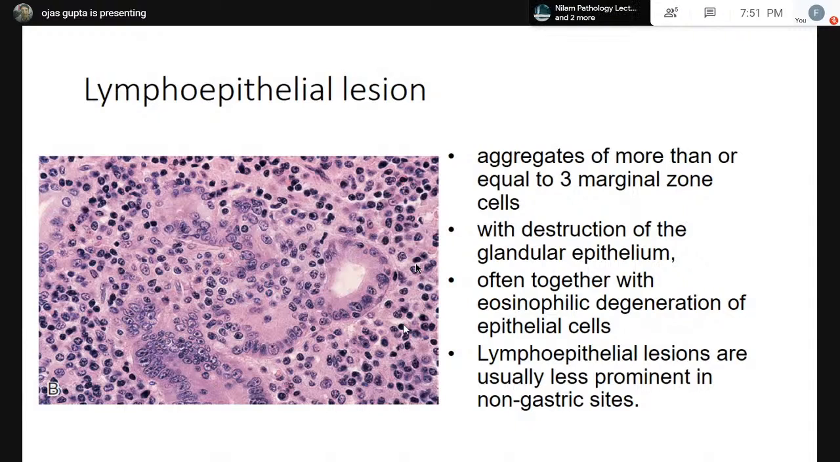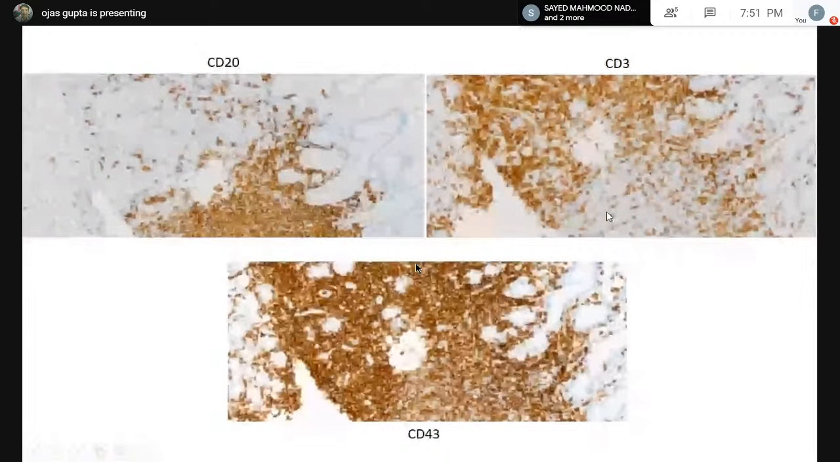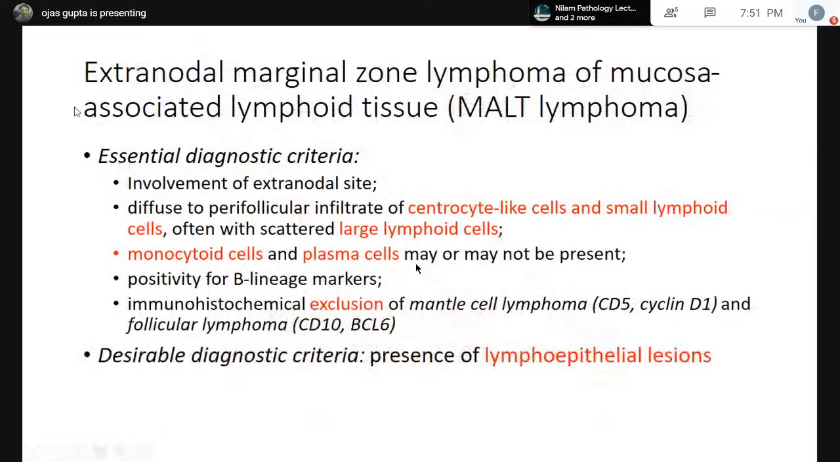On performing IHC, we found that these cells were composed predominantly of CD20. They were negative for CD3, and CD43 better highlighted these lymphoma cells, which is a marker of marginal zone lymphoma. So the diagnosis is extranodal marginal zone lymphoma of mucosa-associated lymphoid tissue, which is MALT lymphoma.